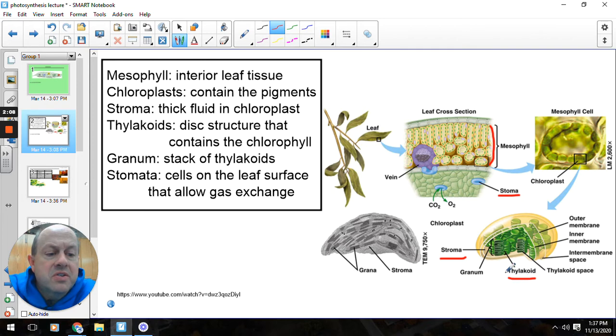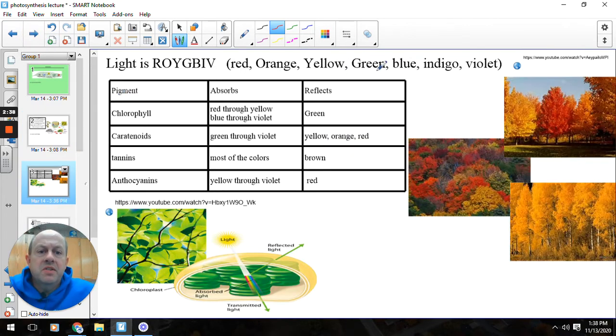And when we stack these discs on top of each other, the stack of thylakoids is called a granum, or grana for plural. And so this is kind of the anatomy of the chloroplast, where photosynthesis is going to take place. Inside the thylakoid is where the chlorophyll pigment and all the other pigments are contained. And so that's going to be integral in photosynthesis itself. So let's take a look at the pigments.